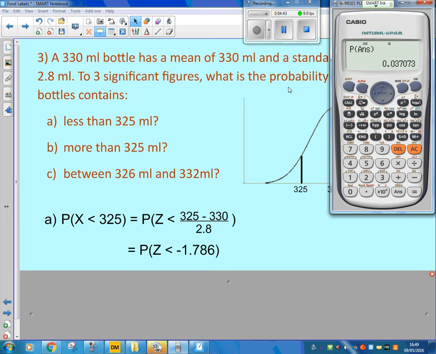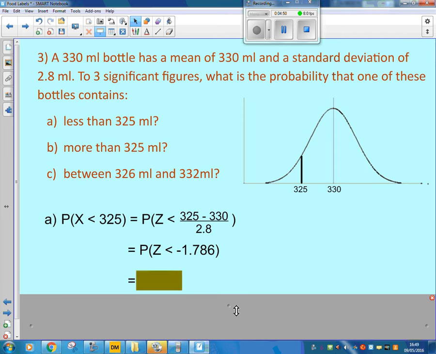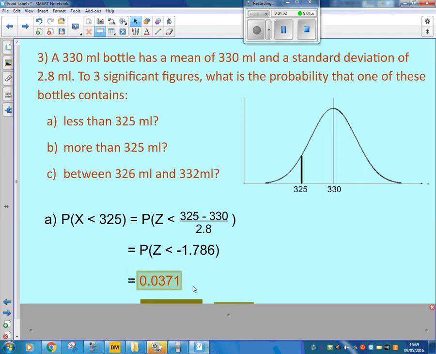0.037. Okay, and I want 3 significant figures, so it should be 0.0371. I don't know if I put 0.0371. Yes, I did. Okay, so that is the probability of being less than 325.